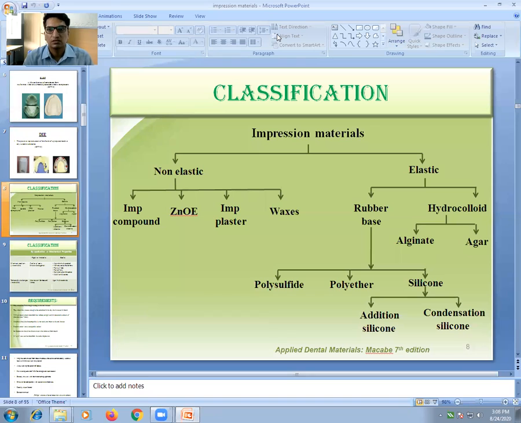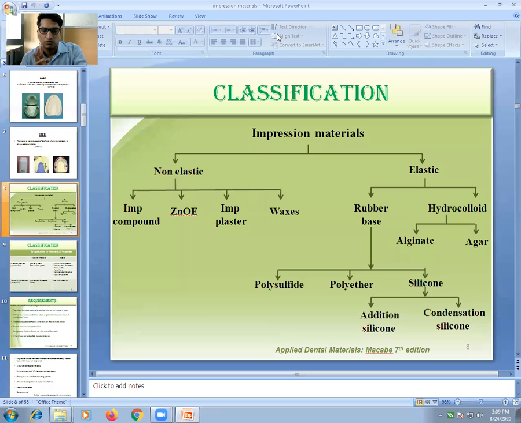So impression materials are broadly classified into two types: one is non-elastic, one is elastic. Simply, if the material has elastic property after it sets, it is known as elastic impression material. And materials that become rigid or stiff after setting are known as non-elastic impression materials. Impression materials, two types: one is elastic, one is non-elastic.